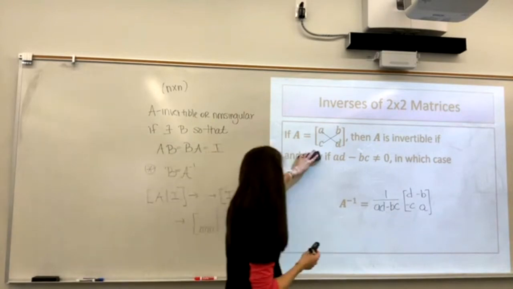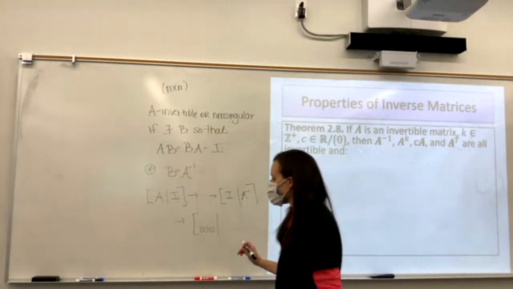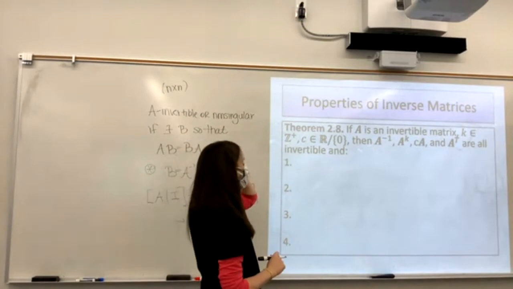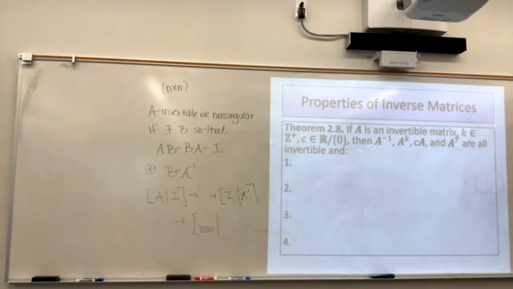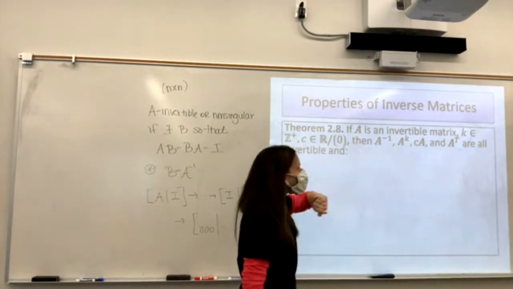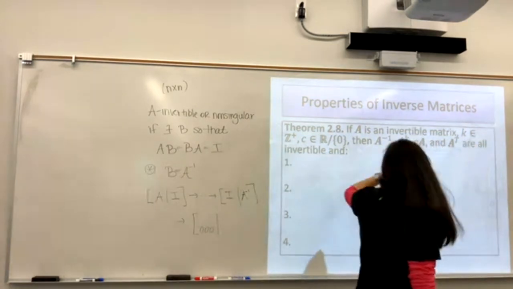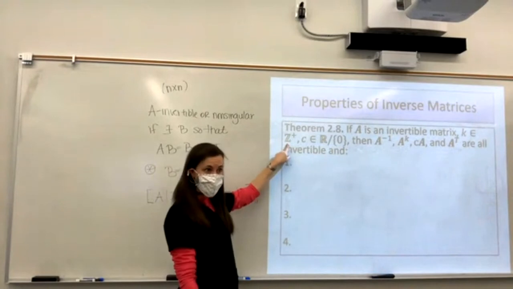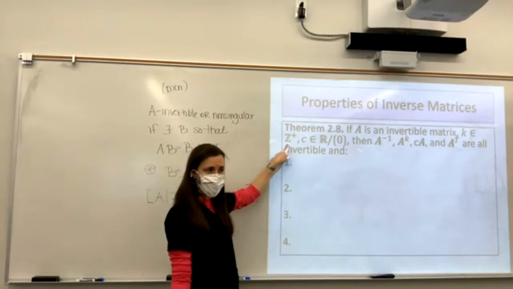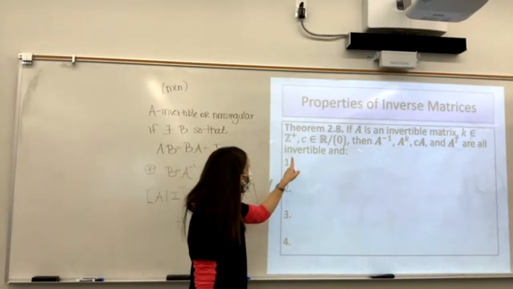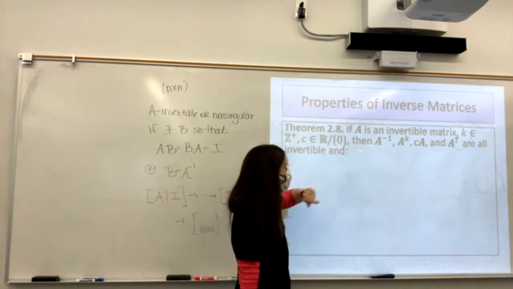All right. So, properties of inverse matrices. We're going to assume in these 4 properties, and I'm going to peek just so I get them in the same order that they're in the book, that A is an invertible matrix, so A inverse exists. K belongs to the positive integers. Those are also called our natural numbers or our counting numbers, 1, 2, 3, 4, 5, 6, 7, 8, 9, 10, so our positive whole numbers. C can be any real number except for 0. And we'll see why it can't be 0 in just a second.